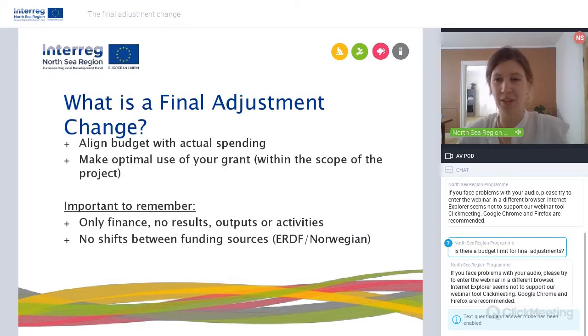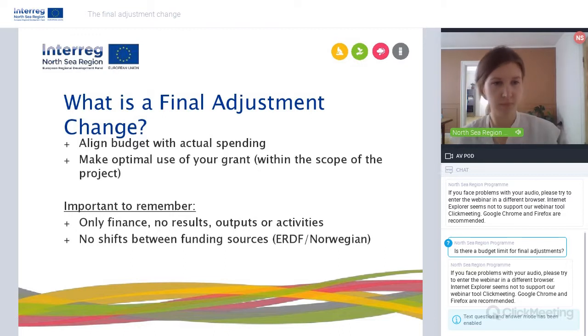So what is your final adjustment change? As I said, your final adjustment change can align your approved budget with the actual spending of the project. And by doing this, you can make optimal use of your grant. For example, when you spend less money on one of the expenditure items in your application form, you can transfer this budget to another budget line or another beneficiary in order to make optimal use of the budget that is available to you, and plan to spend more money on these activities in order to maximize the impact of your project.